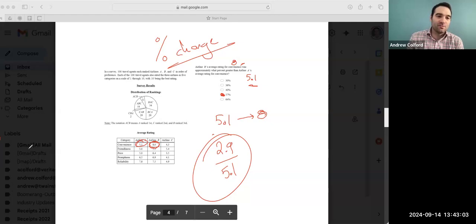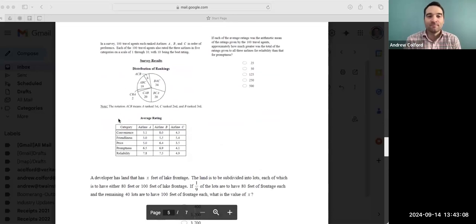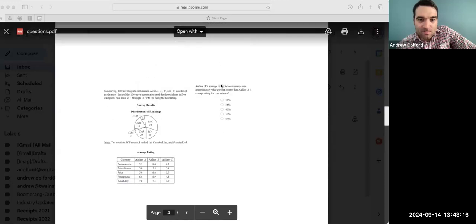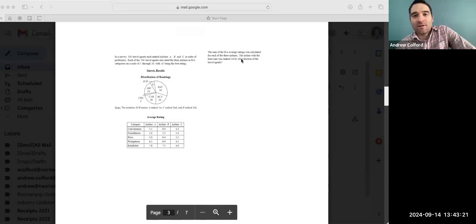Okay, let's do the last airline question. Each of the average ratings was the arithmetic. Oh, no, we did this one. Was it the other one that we didn't do? Oh, here we go. The sum of the 5 average ratings was calculated for each of the 3 airlines. The airline with the least sum was ranked first by what fraction of the travel agents? So we could add all of these ratings together for each airline.